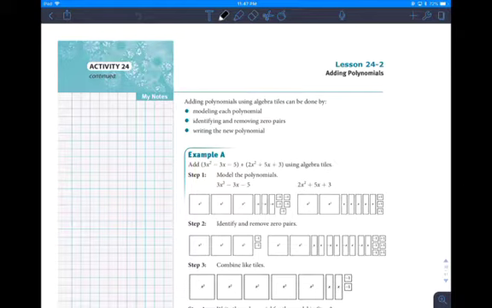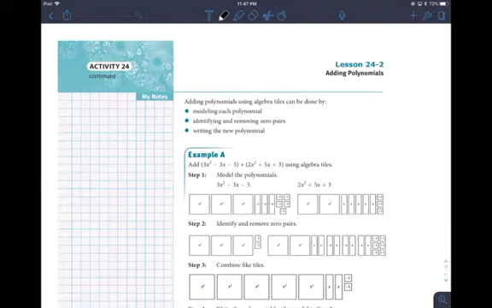Hey class, we're gonna continue with polynomials. So in this lesson, we're gonna do two things. We're gonna look at how to add polynomials and how to subtract polynomials. So if you've been keeping up with the work on Alex, I gave you work on this already, so you should be fairly familiar. So it's gonna be a short lesson this time around. So this is again 24-2 and 24-3.